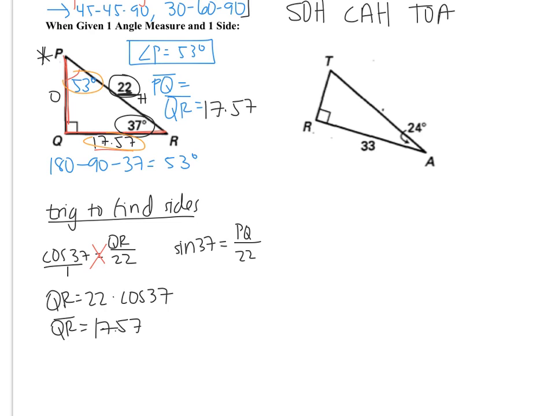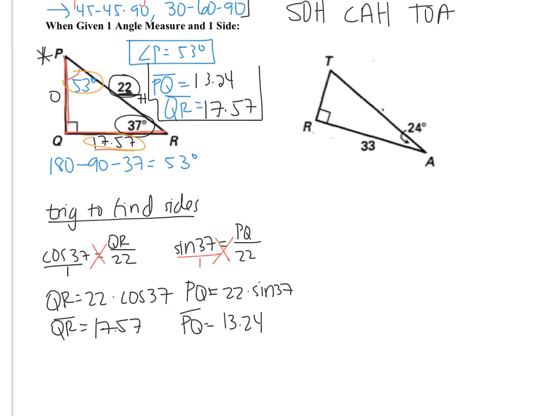Okay, so doing cross products on our proportion, put that over 1 and then do cross products, we get PQ equals 22 times the sine of 37. In your calculator, when you do that, you get PQ equals 13.24. Okay, so that's what it means to solve a triangle. We now know all the sides and all the angles.